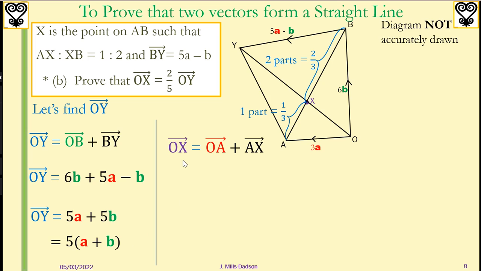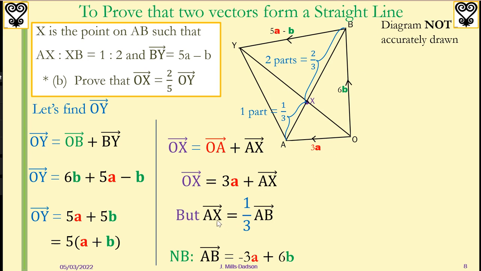Now, let's work out OX. We have OX as OA plus AX. And we know AX is a fraction of AB, which is actually 1/3 of AB. So we know our OA as 3A. Let's work out AX separately. We know AX is 1/3 of AB. And from previous working out, we have AB as negative 3A plus 6B. So we are going to multiply through by 1/3.